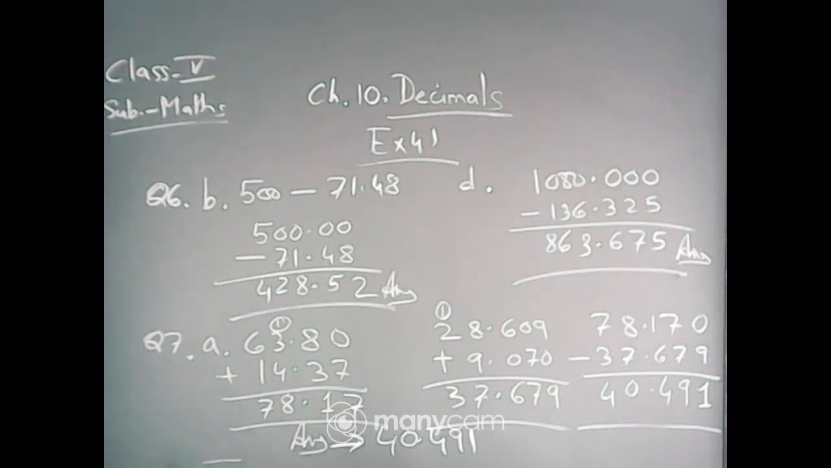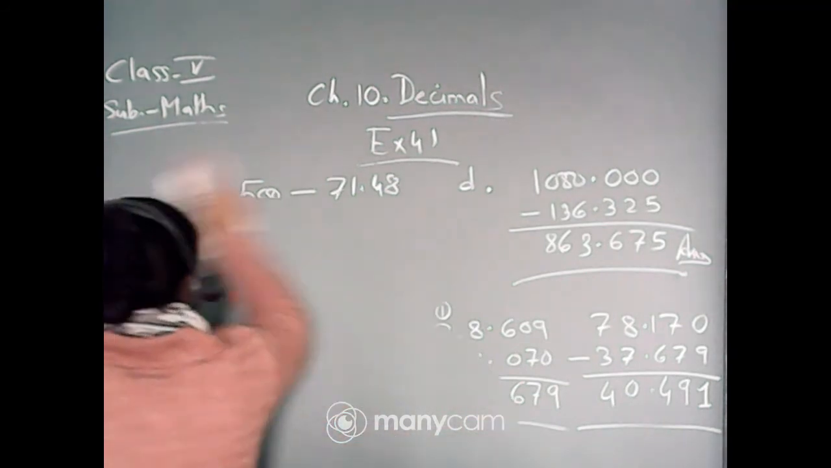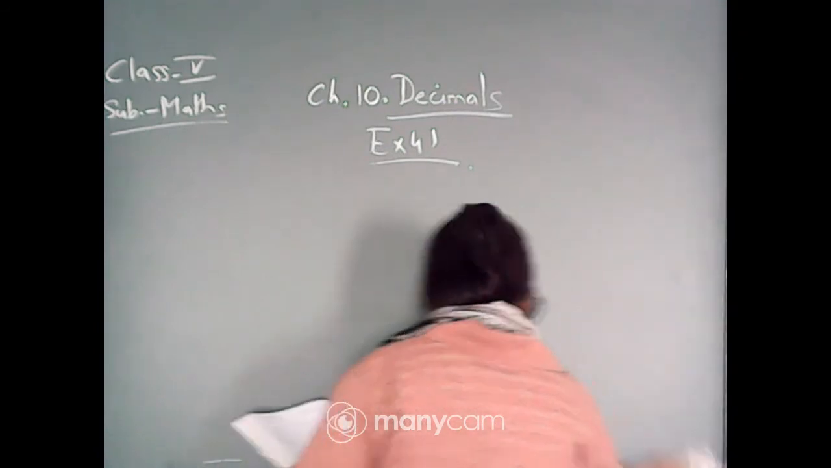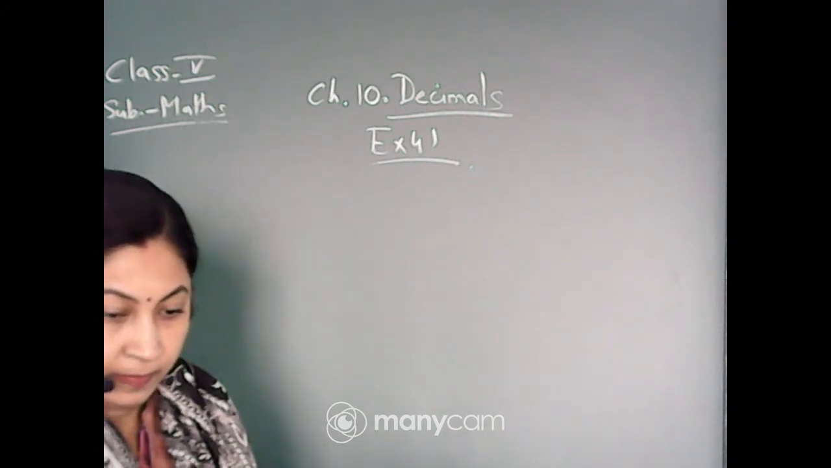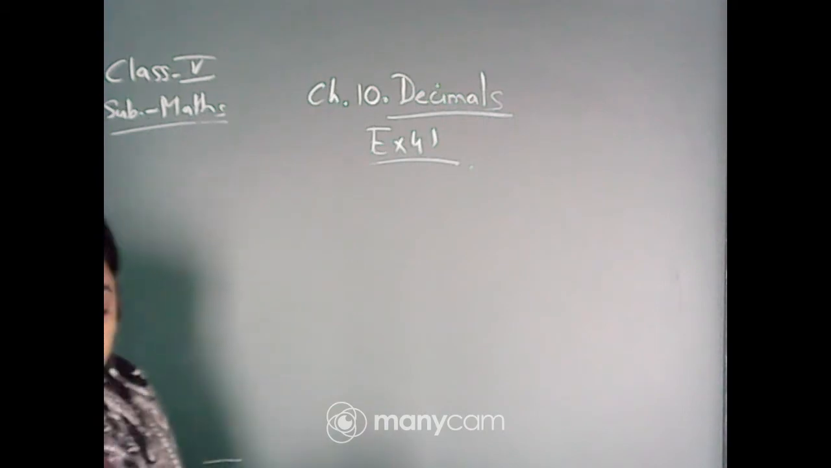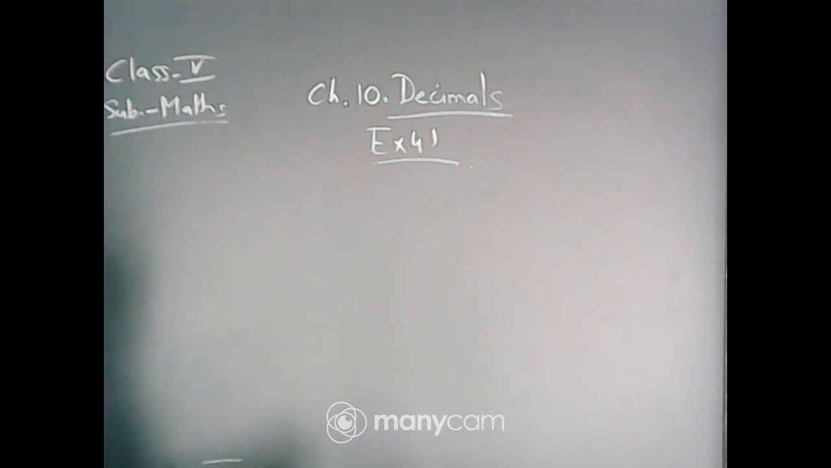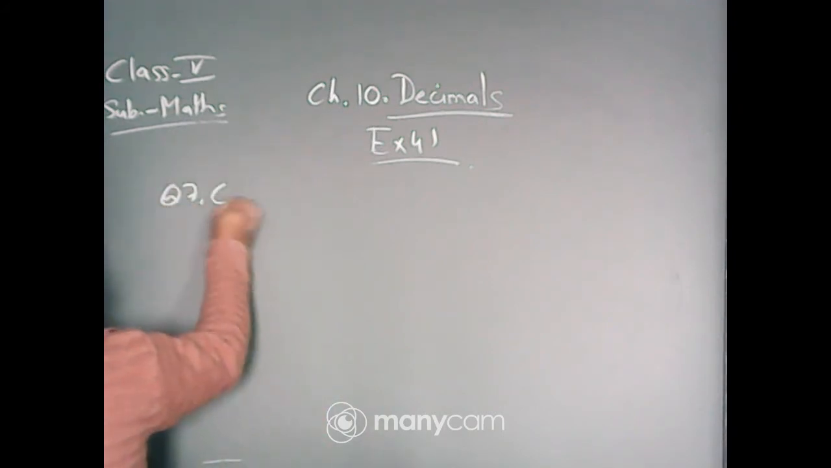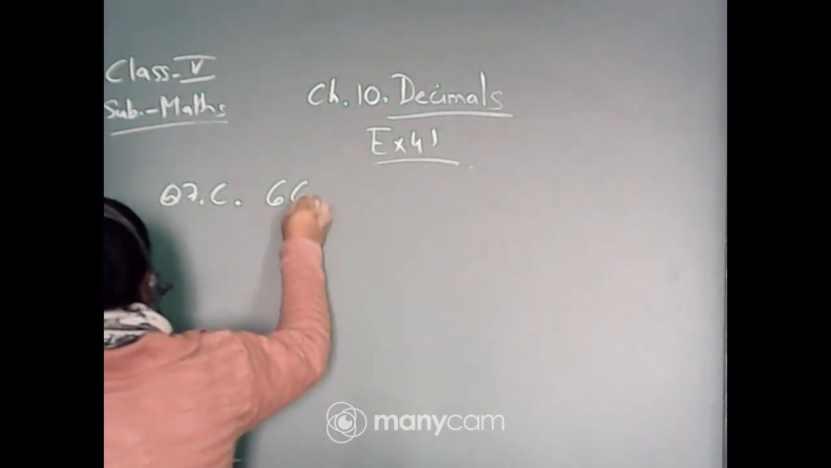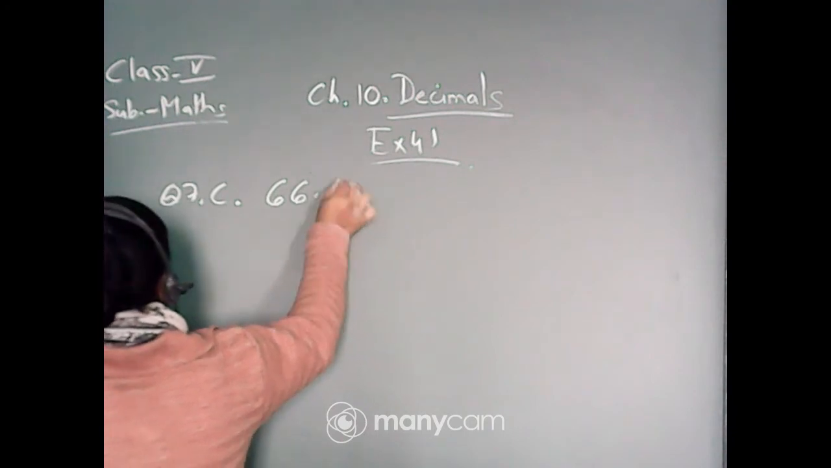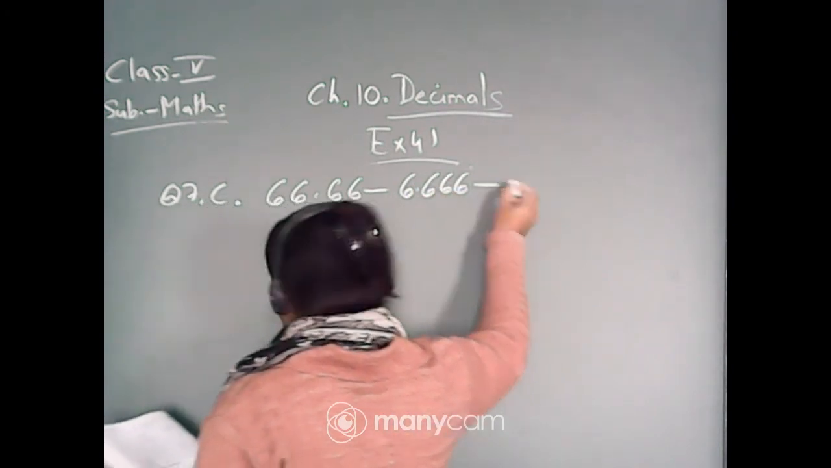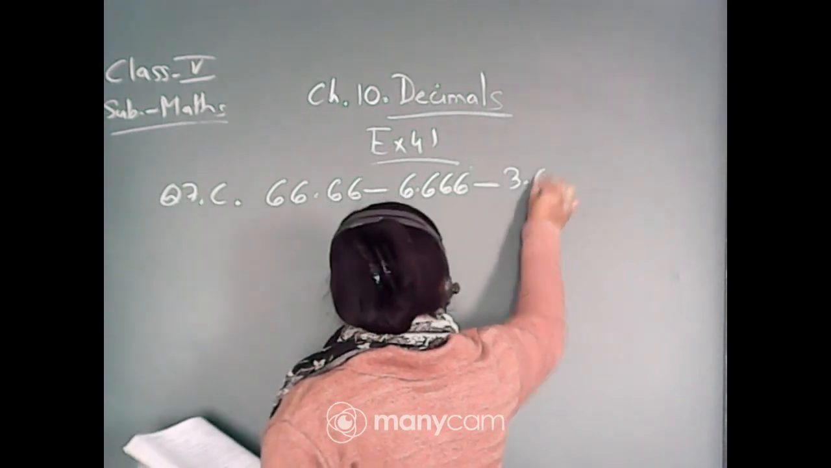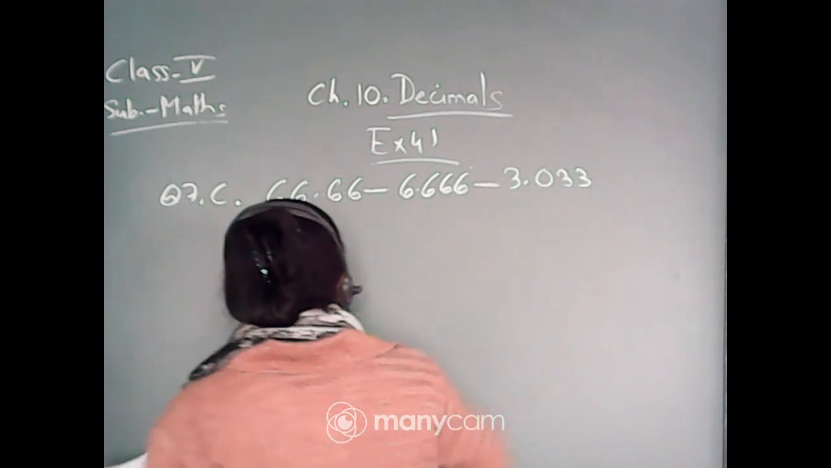Let us do number C. Question number 7, number C. It is given 66.66 minus 6.666 minus 3.033. So first of all you add these two numbers and then you subtract from the whole one.